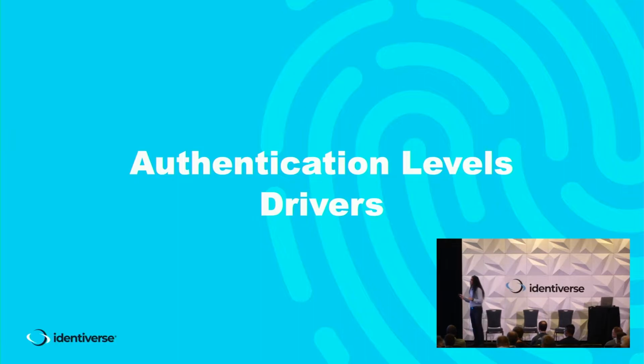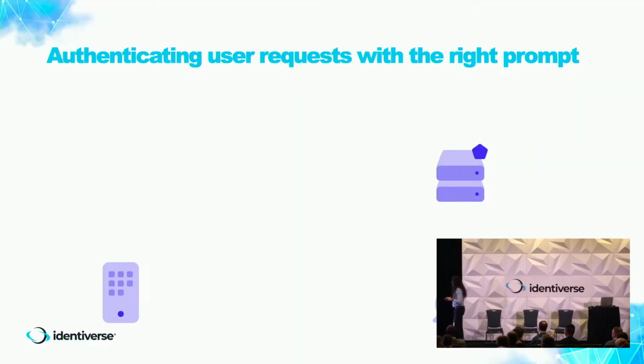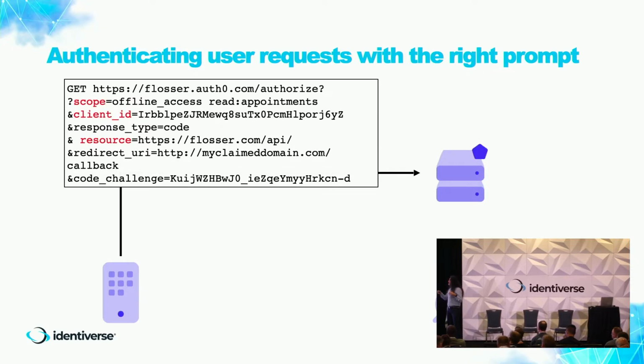So let's talk about authentication level drivers. Classic scenario: you have a client of some kind, you have one API, and you have an authorization server. You want to get a token for this API. What you do is you send a request to the authorization server. In this particular case, I'm using the code flow, and I'm asking for the scope read appointments.